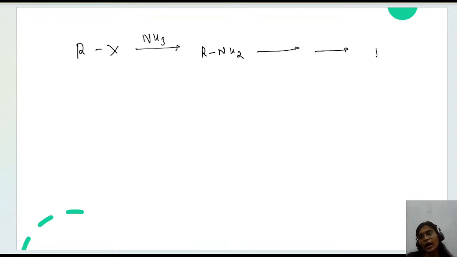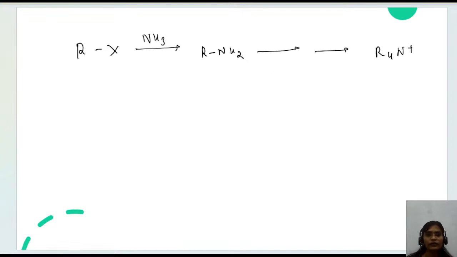And the second one is ammonolysis, if you remember. You have some RX, and then we use ammonia, so there is a formation of RNH2, and further you can go and end up with the quaternary amine. So this is the last topic of the preparation part.